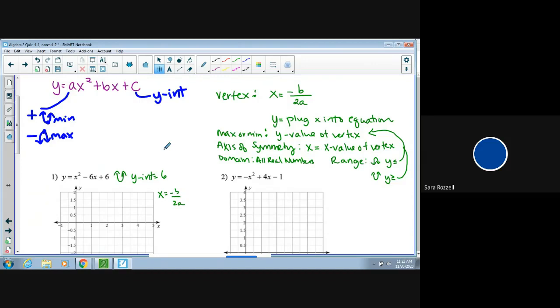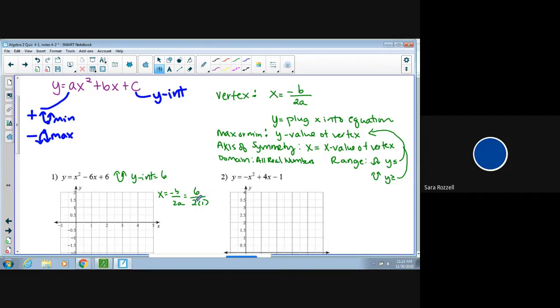A negative makes a positive. Positive 6 over, and what is our a value? What's in front of this x squared? Hold that number up with your finger. What's in front of the x squared? A 1, right? So we get 2 times 1 down here.